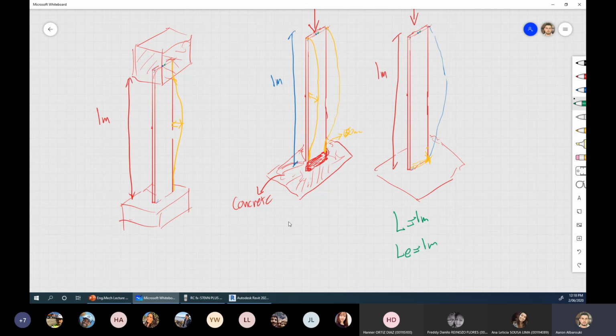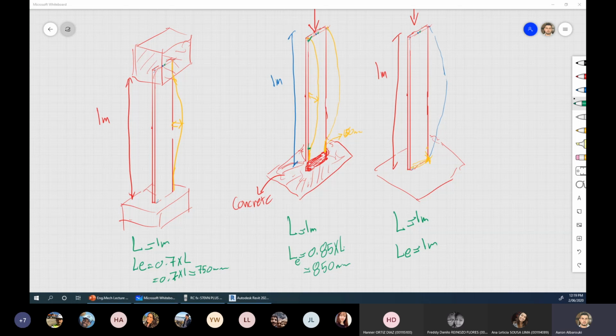Whereas in this example, L is 1 meter, that's the actual length, but the effective length for that column, LE, is shorter. Look at it, that's where it starts buckling from here to there. We call it 0.85 times L, which is times 1 meter, and that would be 850 millimeters for this scenario. For the third scenario, L again equals 1 meter, but this LE equals 0.7 times L, which is 0.7 times 1, and that would be 750 millimeters.